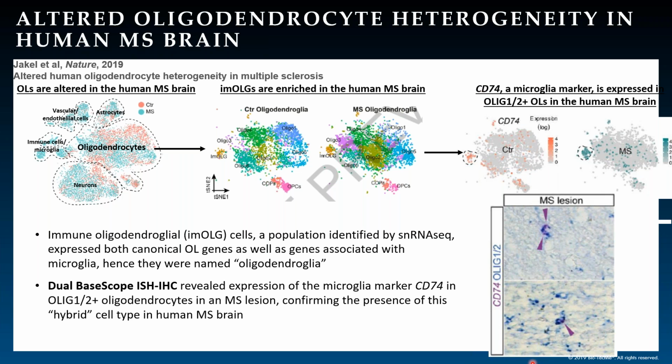And using the BaseScope assay in combination with IHC, they were able to show that these hybrid cells do exist and were able to visualize these hybrid cells in situ. Additionally, they were able to show that the MS brain shows a high degree of these hybrid cells compared to the normal brain, indicating that the presence of these oligodendroglial populations might be contributing to the MS pathogenesis.